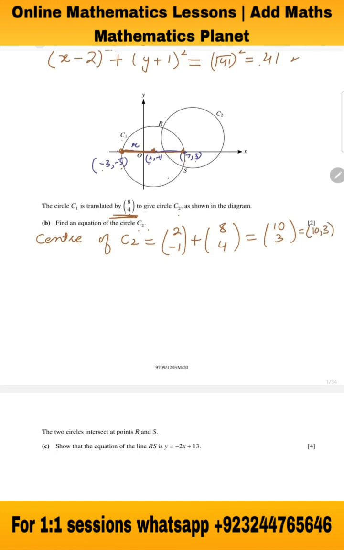Okay. So now, what about the radius of the new circle? The radius remains unchanged because this is the same circle. It is just translated from here to here. This is not becoming bigger or smaller. So radius is not changed. Radius remains unchanged.